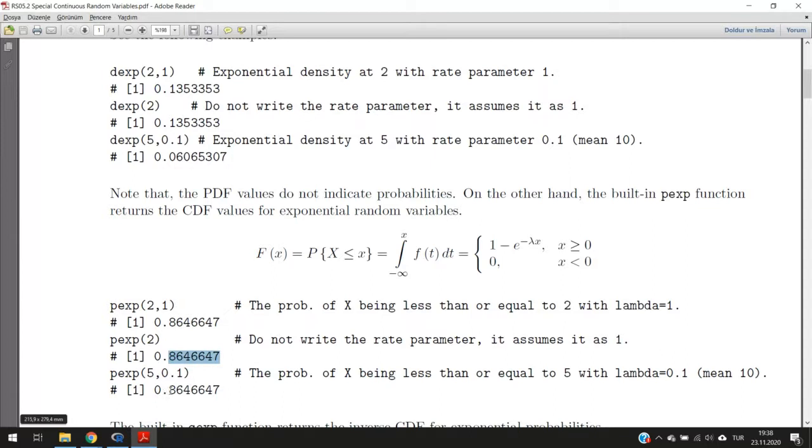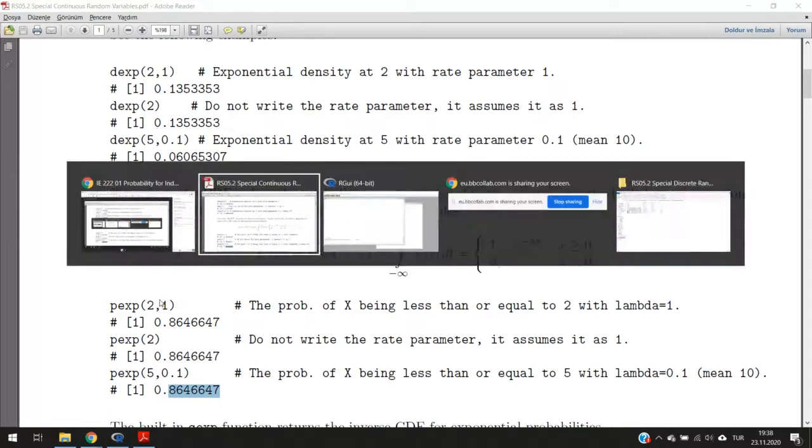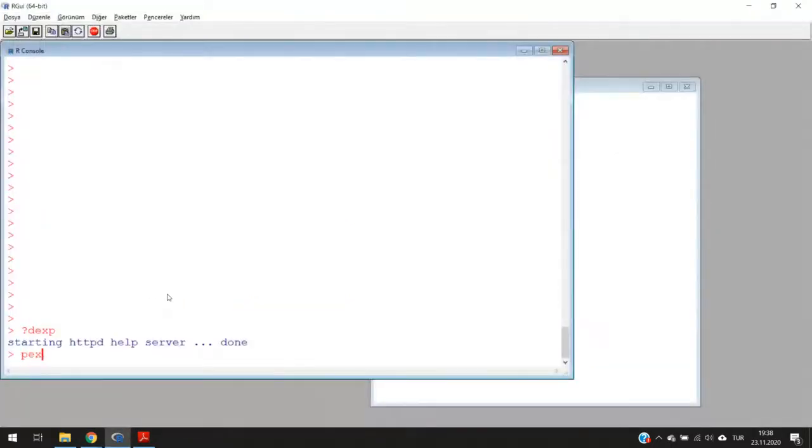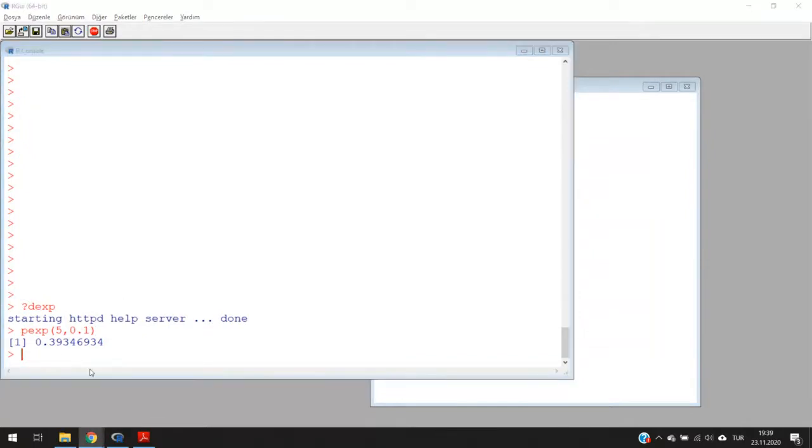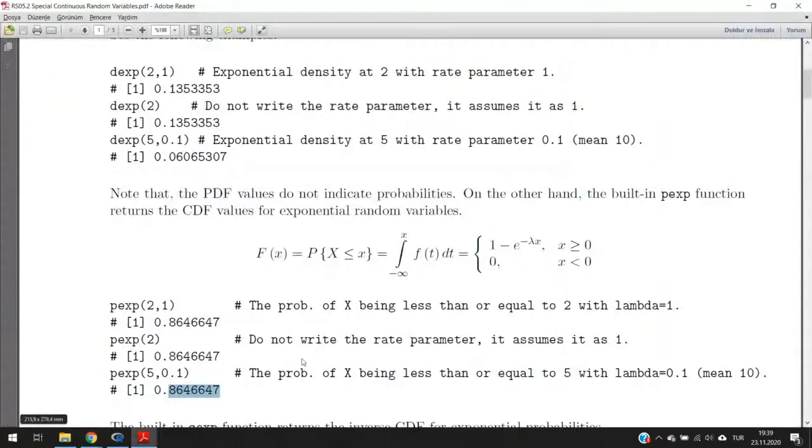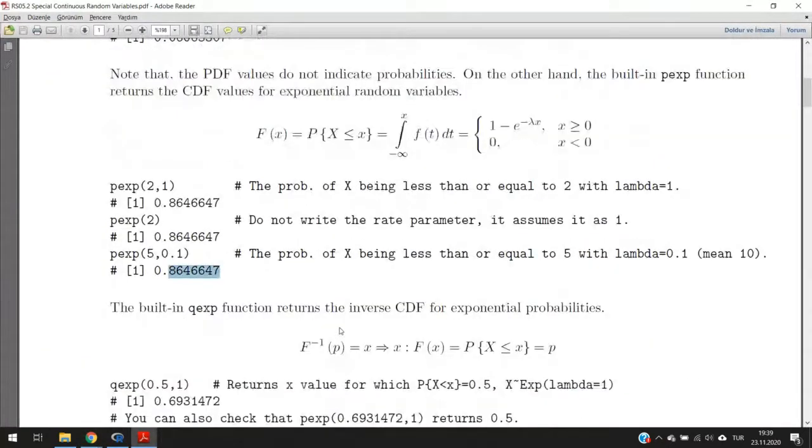Now, my friends, there may be an issue here. Maybe I forgot to write the correct value here. Maybe I should change it in the actual document, because the probability of an exponential random variable with rate parameter 0.1 to be less than or equal to 5 is actually 0.3935 approximately. Maybe I need to correct this file with the corrected value. So I'm just going to do this after recording the video.